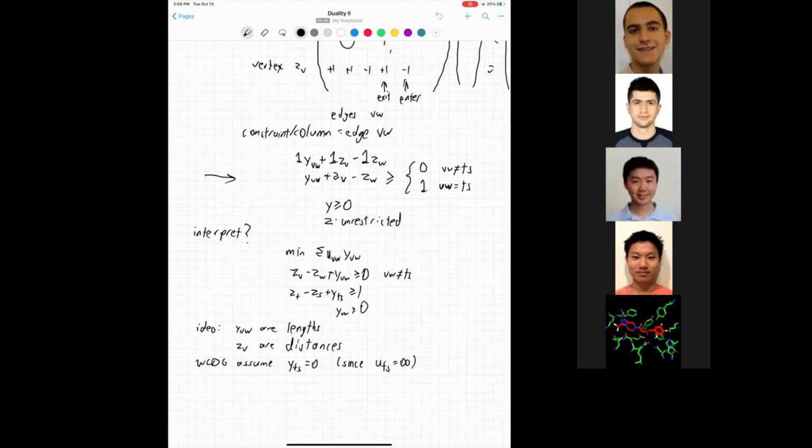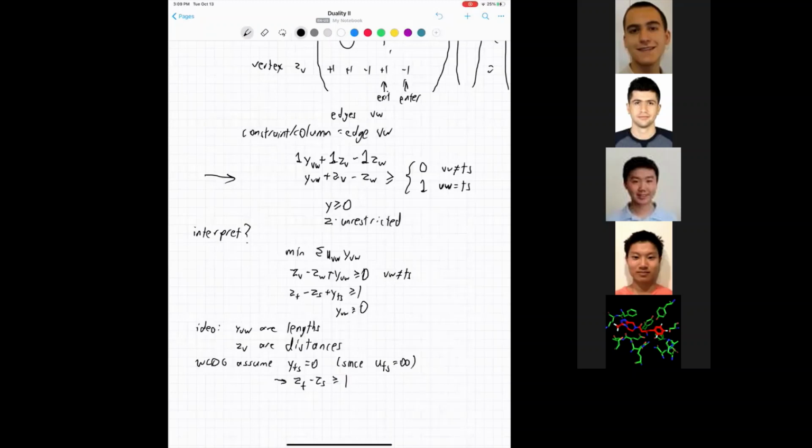Now, once I tell you that YTS is equal to 0, your second constraint is now just requiring that ZT minus ZS should be greater than or equal to 1. Right, because there's no longer a YTS term. Okay. So this is basically just saying that the distance between S and T has to be at least 1. Yes?